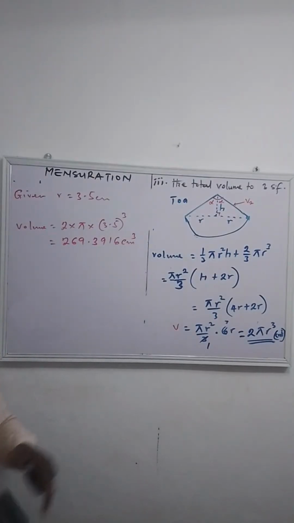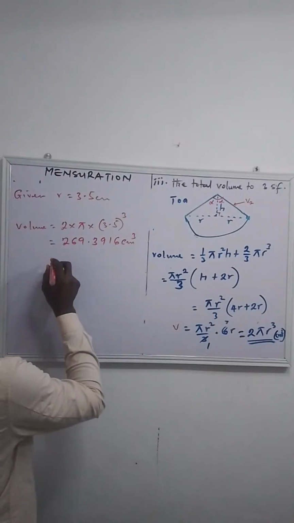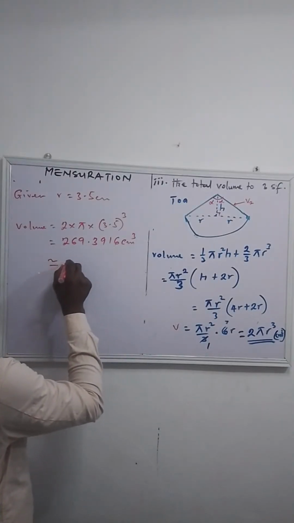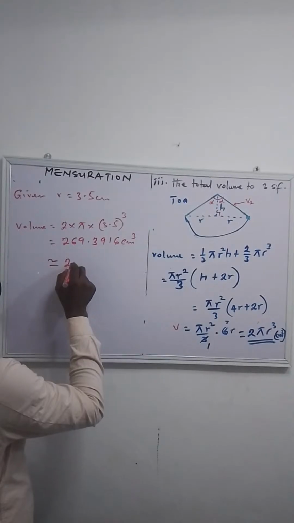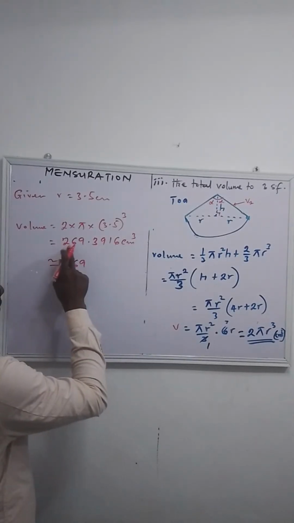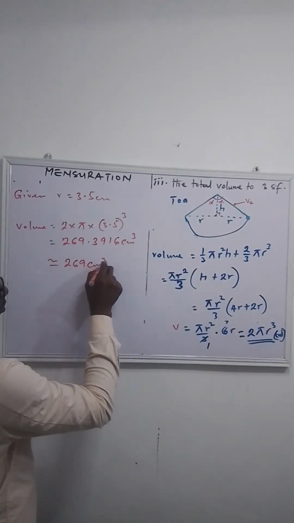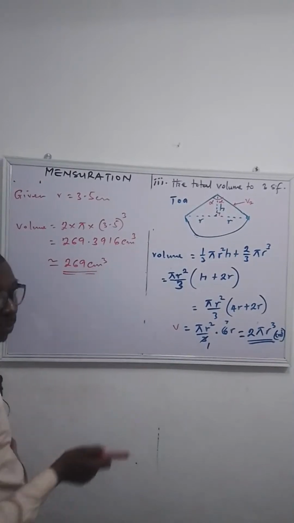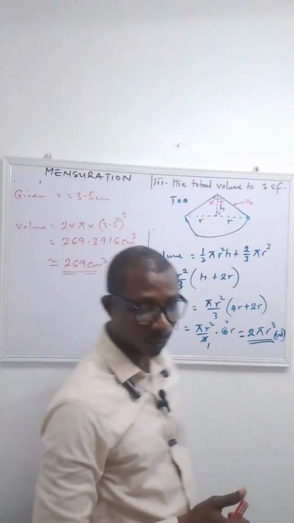Now if you have to correct that to 3 significant figures, that is going to give you 269.123 centimeter cube. So this is going to be the answer to the problem. That's the total volume.